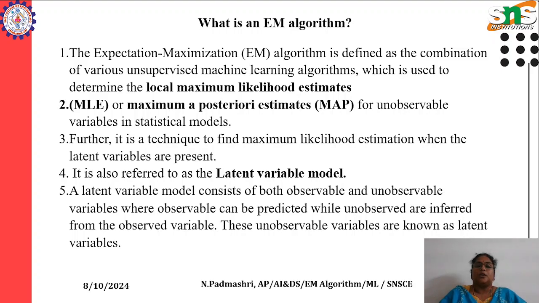It is mainly used to determine local maximum likelihood estimation. We can also call this MLE, or maximum a posteriori estimates, mainly for unobserved variables in a statistical model. So it is a technique to find maximum likelihood estimation when latent variables are present in the dataset. It is also referred to as a latent variable model. A latent model consists of both observable and unobservable variables, where the observable can be predicted and the unobserved is inferred from the observed variable. It is also called a latent variable.